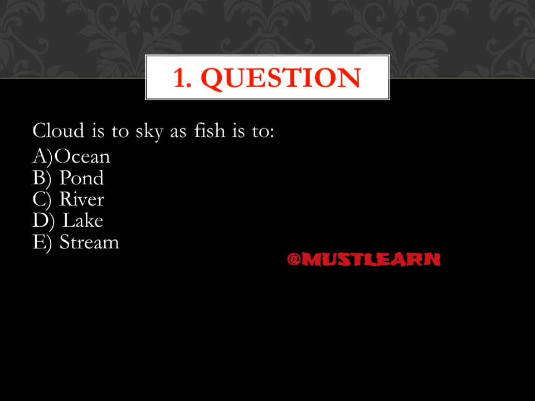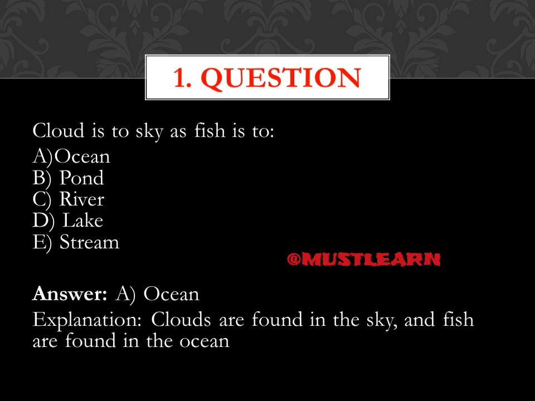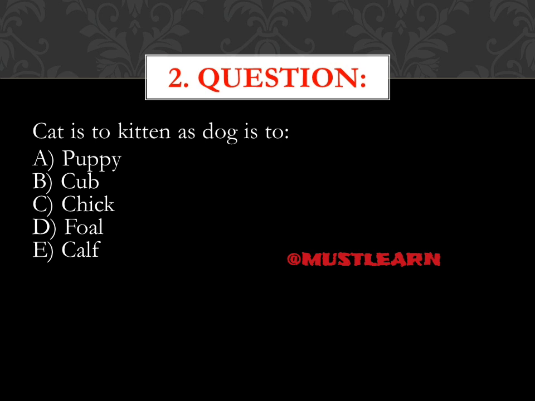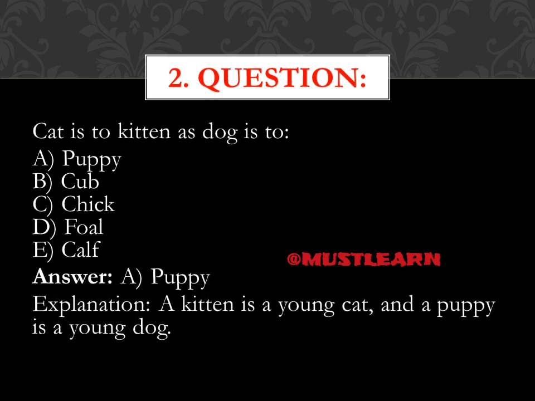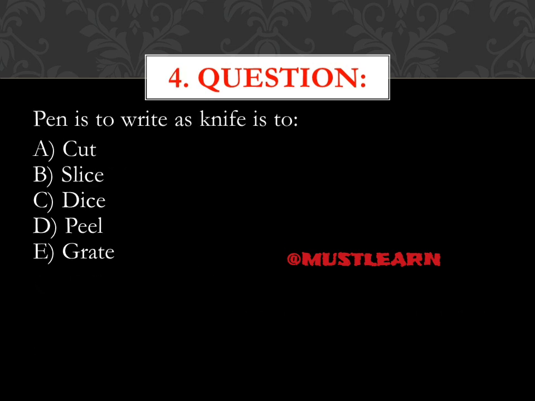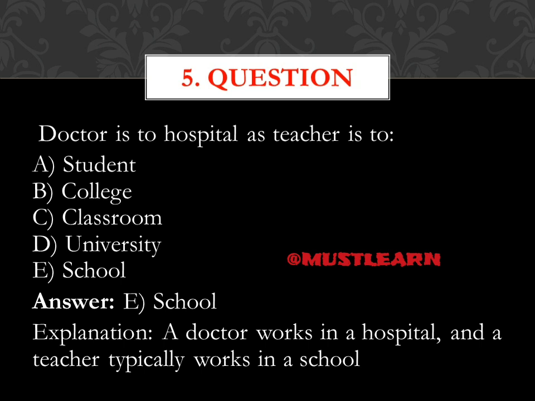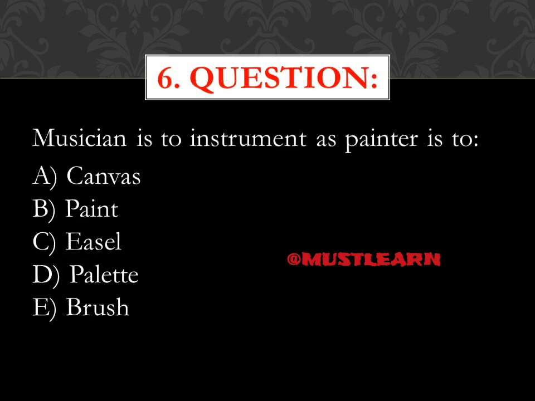ഫസ്റ്റ് ക്വസ്റ്റ്യൻ, ദ ക്ലൗഡ് ഈസ് ടു സ്കൈ ആസ് ഫിഷ് ഈസ് ടു option A. Cat is to kitten as dog is to option A. Circle is to round as square is to option E. Pen is to write as knife is to option A. Doctor is to hospital as teacher is to. Musician is to instrument as painter is to.